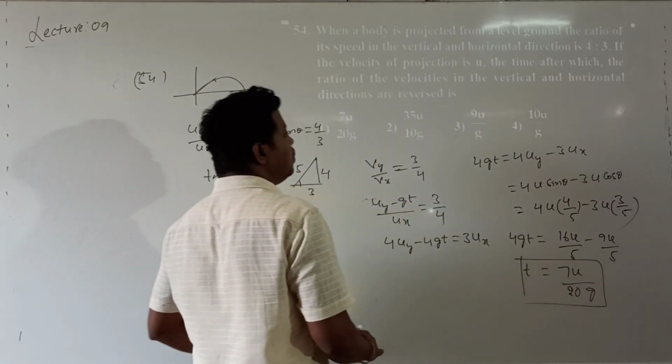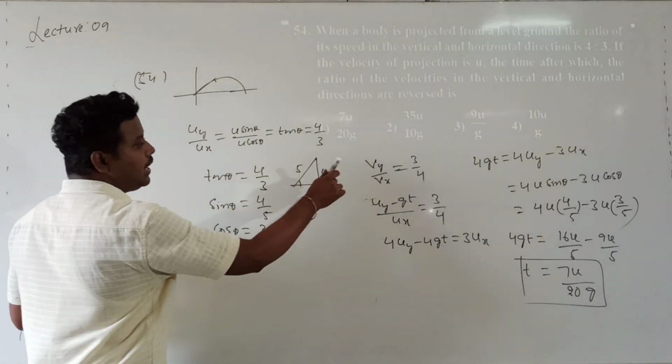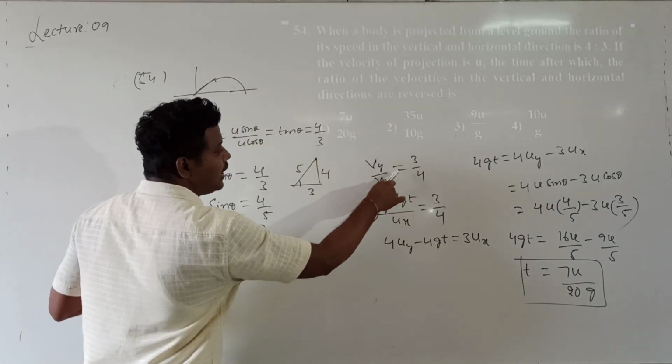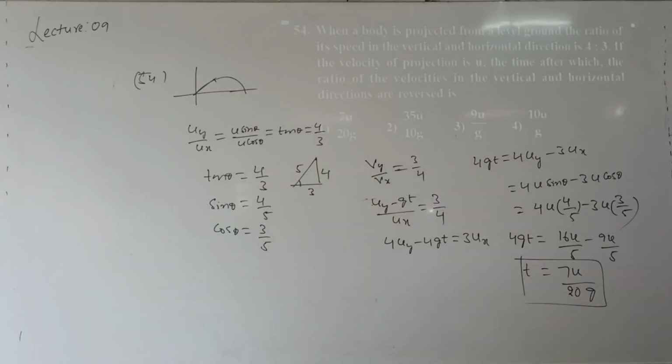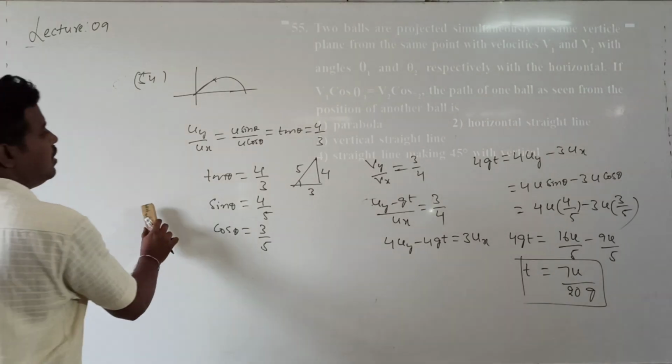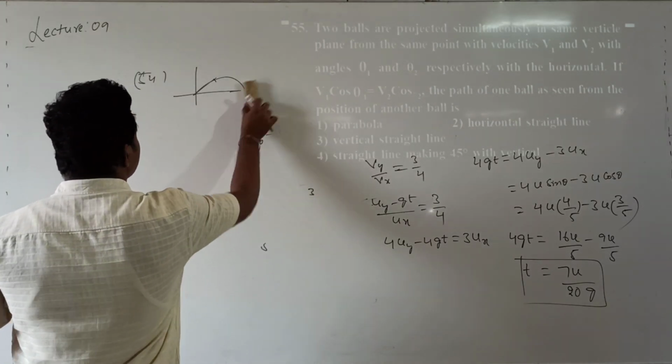This is the time after which the velocity will be reversed. Initially the ratio is 4 by 3, and after t seconds the velocity ratio will become 3 by 4. So this is question number 54. Next one. So this question is theory one.